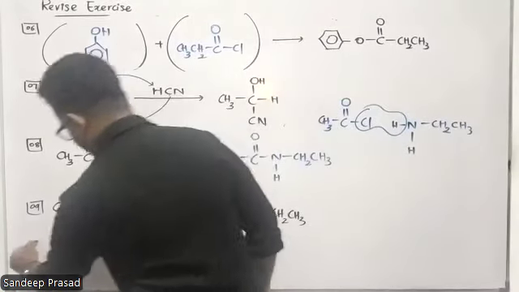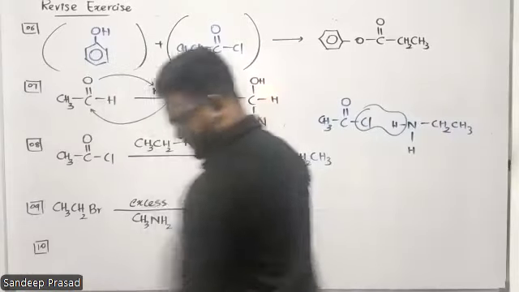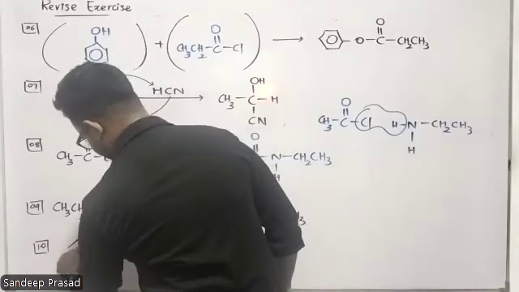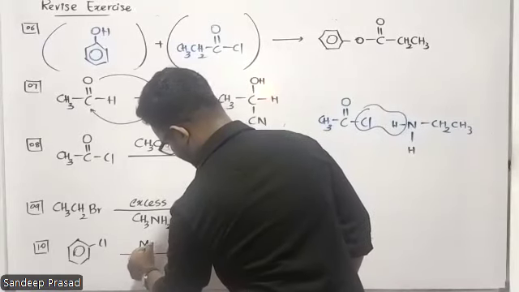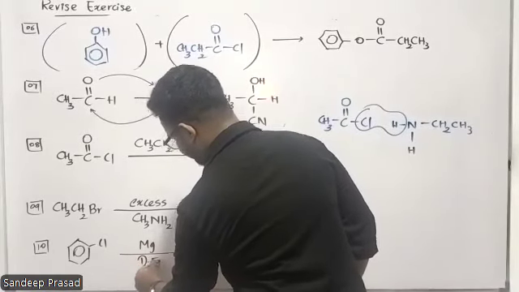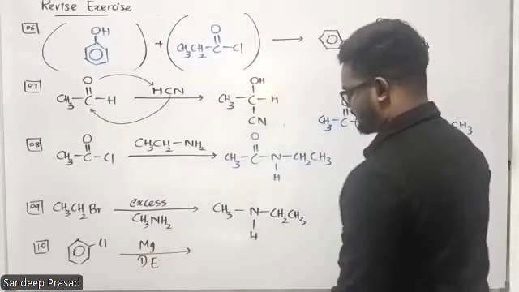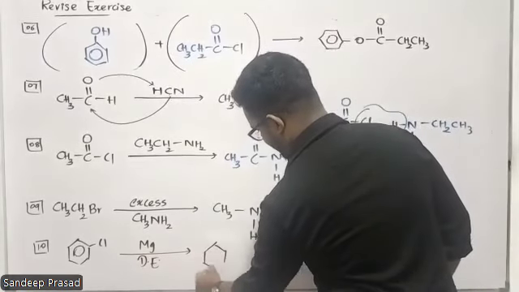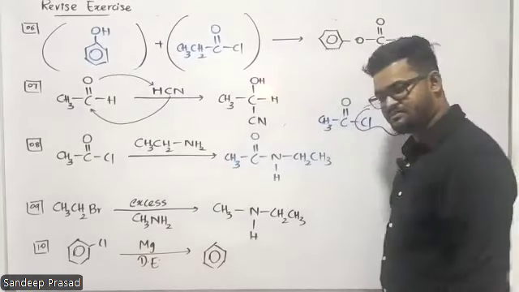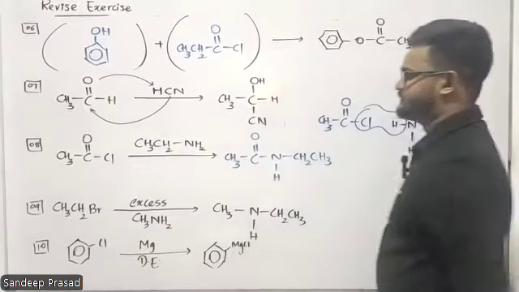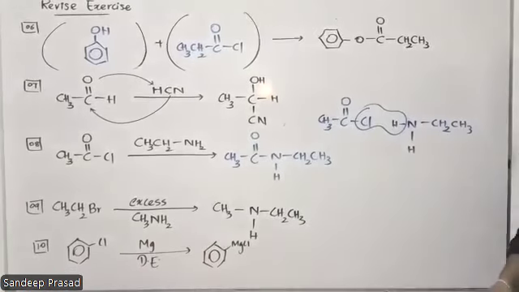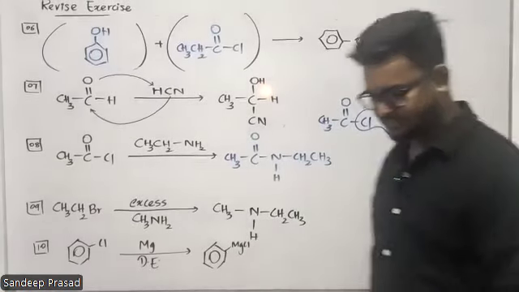Number 10. Number 10 is very easy. Let me consider chlorobenzene. We are adding magnesium and diethyl ether to produce a Grignard reagent, isn't it? Alkyl halides react with magnesium in diethyl ether to produce the Grignard reagent, MgCl. Right? Very easy reaction that we learned. Number 10.